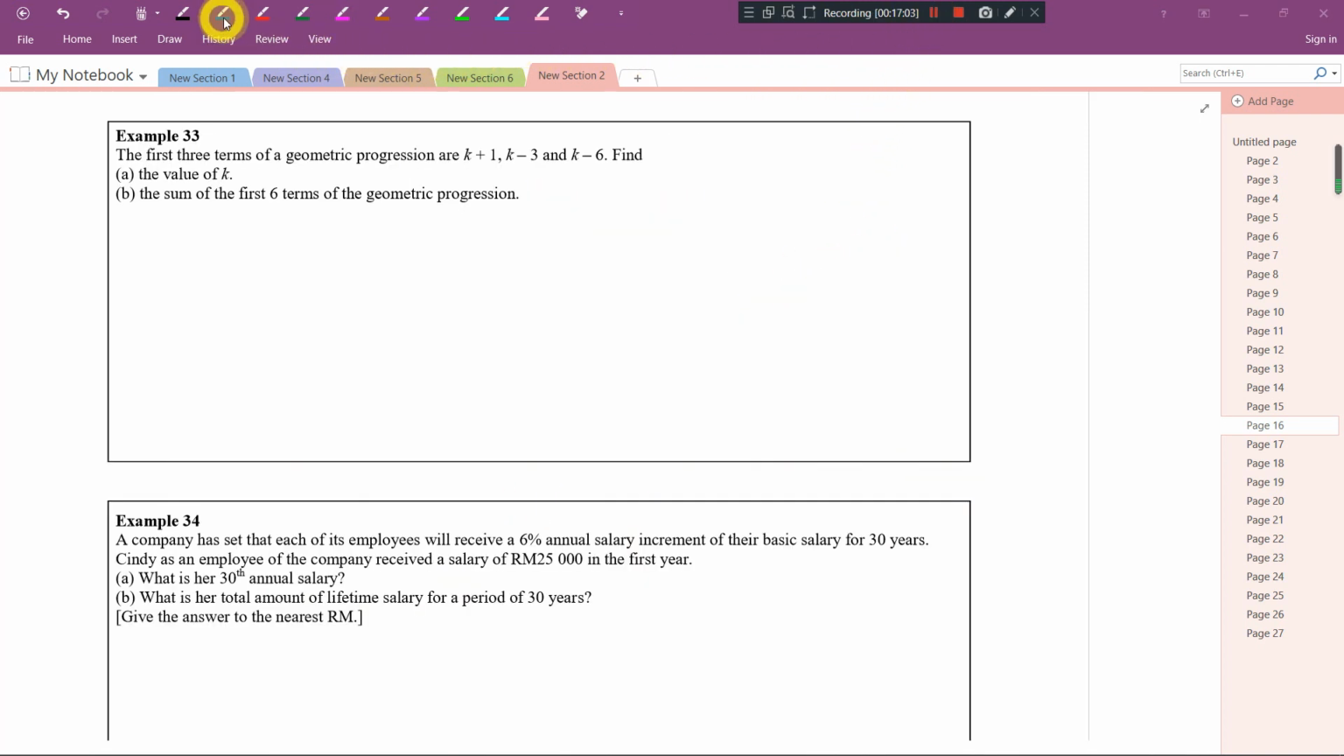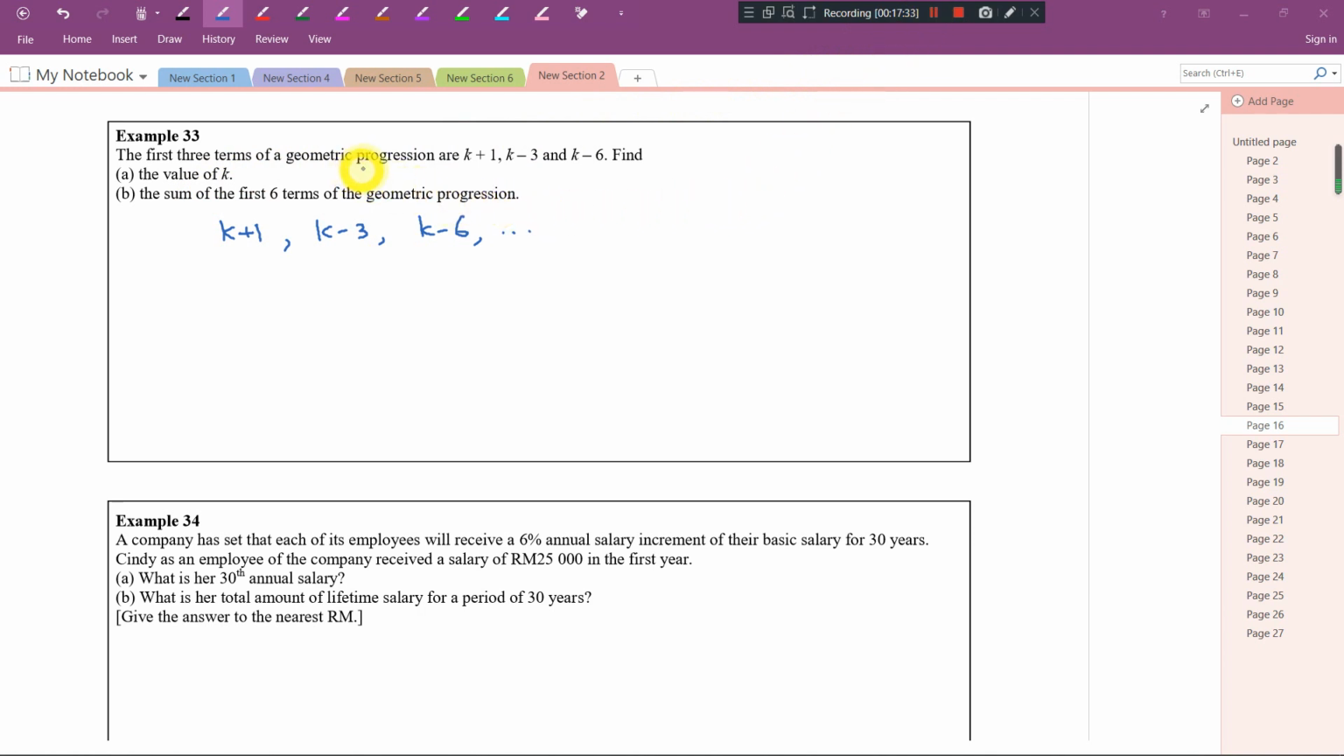Okay, now let's try another example. The first three terms of a geometric progression are k plus 1, k minus 3, and k minus 6. Let me copy down first. k plus 1 is the first term, k minus 3 is the second term, and k minus 6 is the third term. Find the value of k.